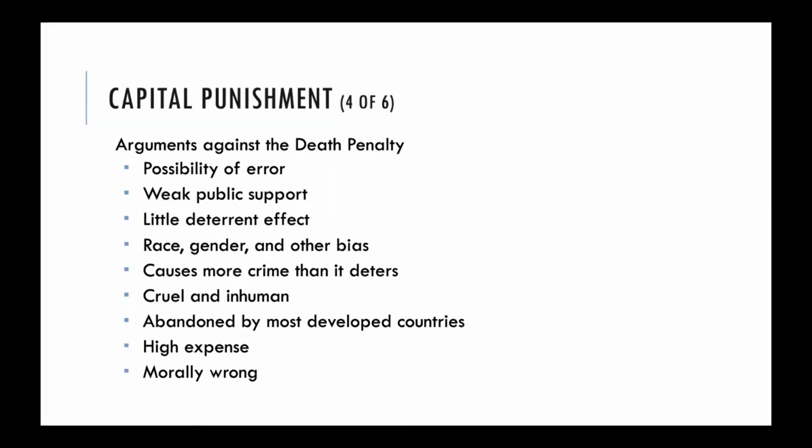Okay, so last slide I spoke about arguments for it. Now I'm going to speak about some arguments against the death penalty. One, there is the possibility of an error. As I said, although it's rare, an innocent person probably has been executed before, and the chance is still there.